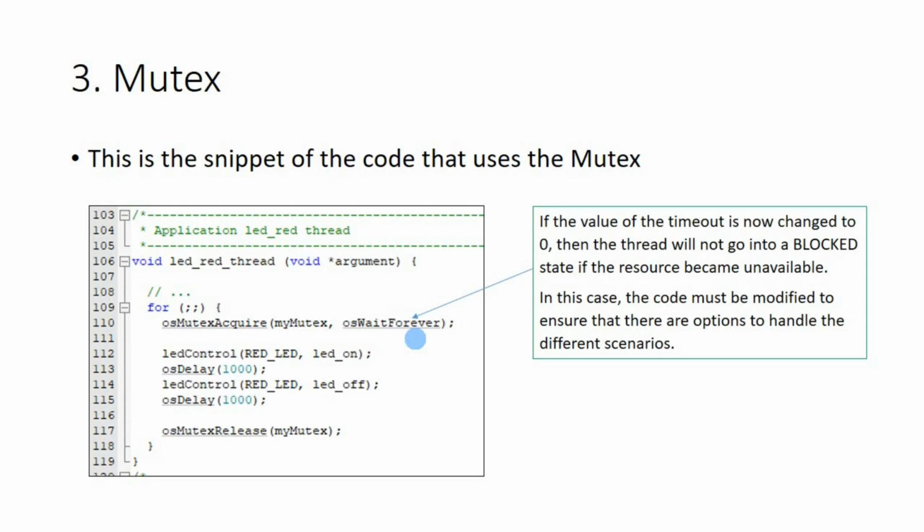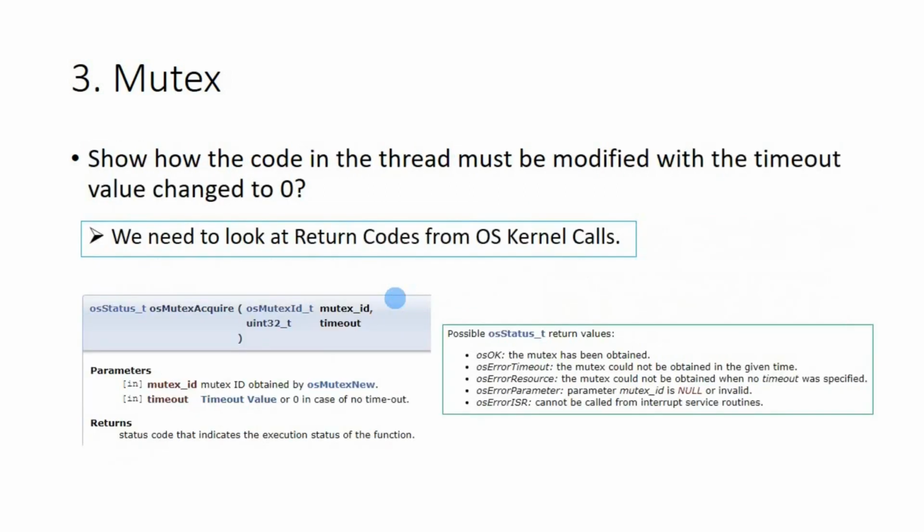So the question now is, what will happen if I change this to 0? Instead of putting OS wait forever, I say 0. That means I do not want to wait. What does that mean? Let's look at this explanation here.